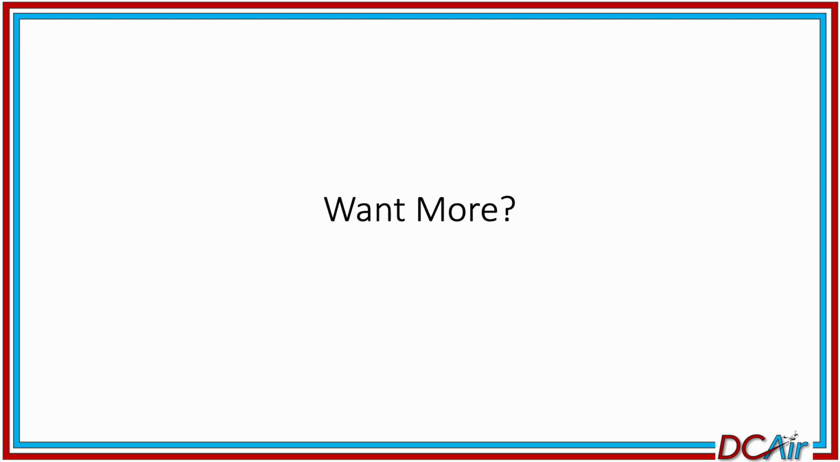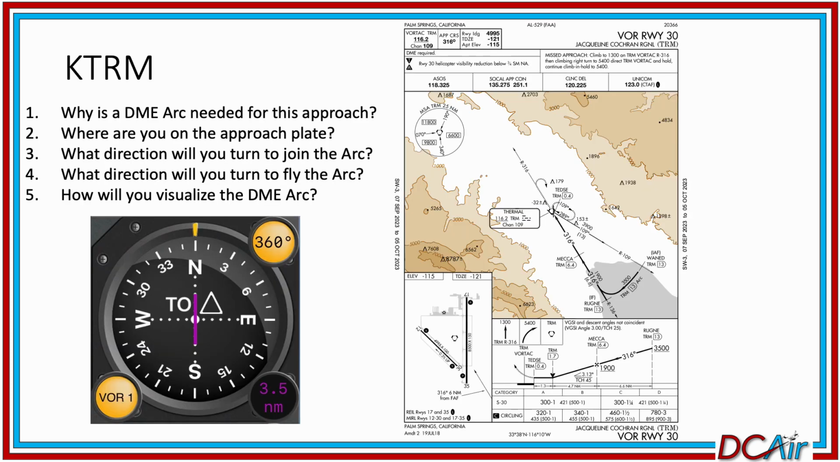Want more DME arcs? Look at these examples and take the time to work through each of the 5 questions. Look at the VOR runway 30 with a DME arc at Jacqueline Cochran Regional Airport. It is a short arc, but notice that it is 13 nautical miles from the thermal VOR. Press pause and answer the 5 questions.